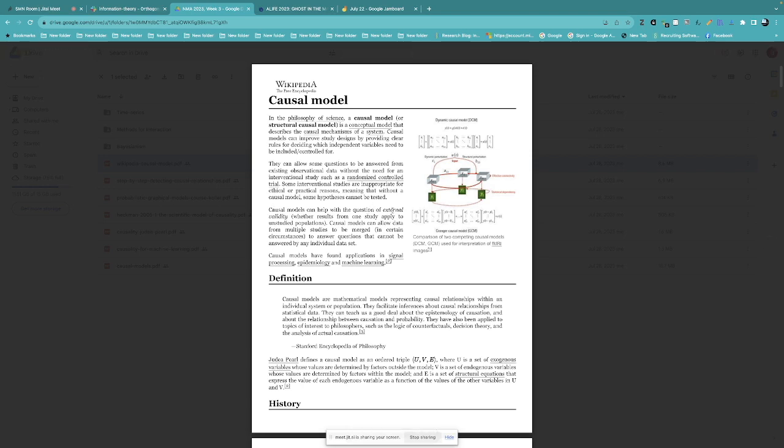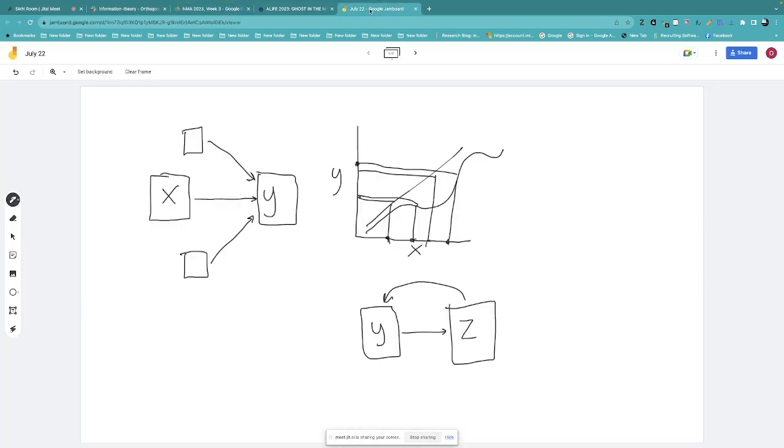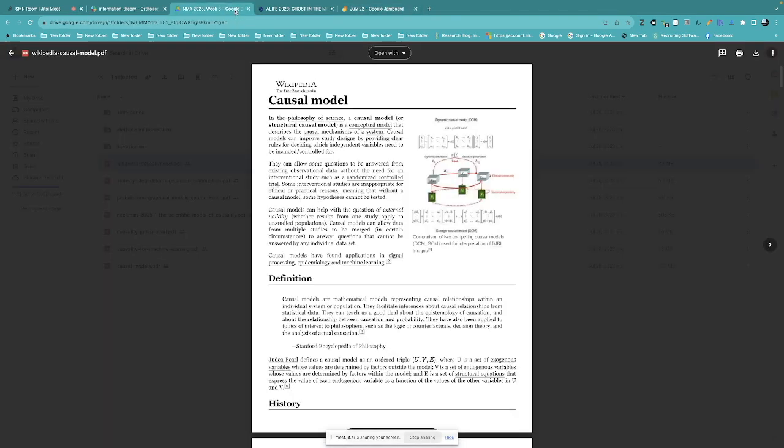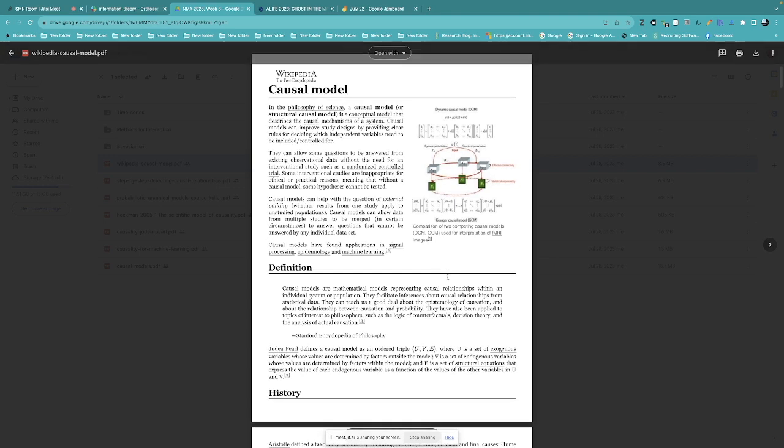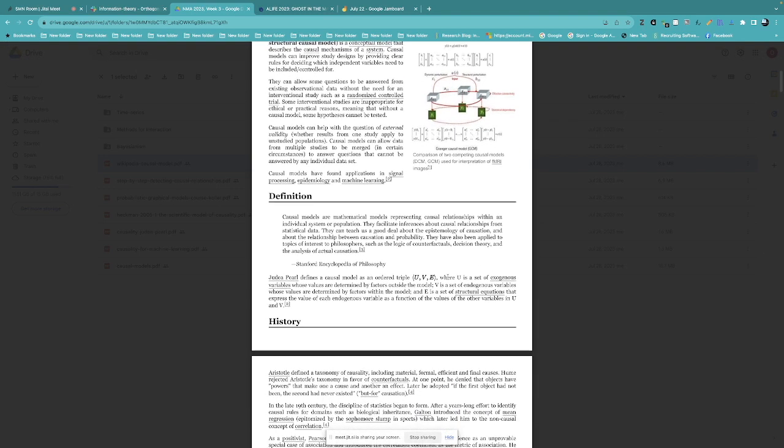So causal models can help with the question of external validity, whether the results of one study can apply to unstudied populations. Again, if we have just the x and y relationship, the linear relationship, it may or may not transfer to other types of systems. Now, a causal model may not do that either, but it's a little easier to understand. If you understand the underlying structure of what's influencing y instead of just a single variable, then you get a sense of how these things can be applied more broadly to a population.